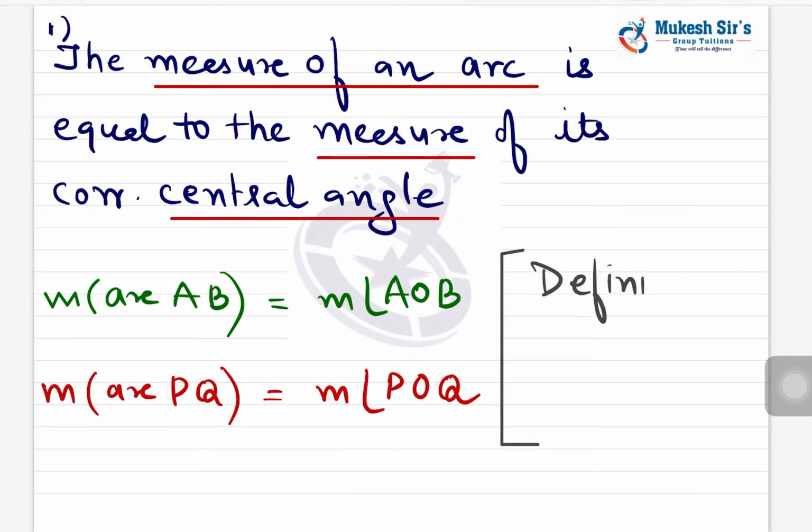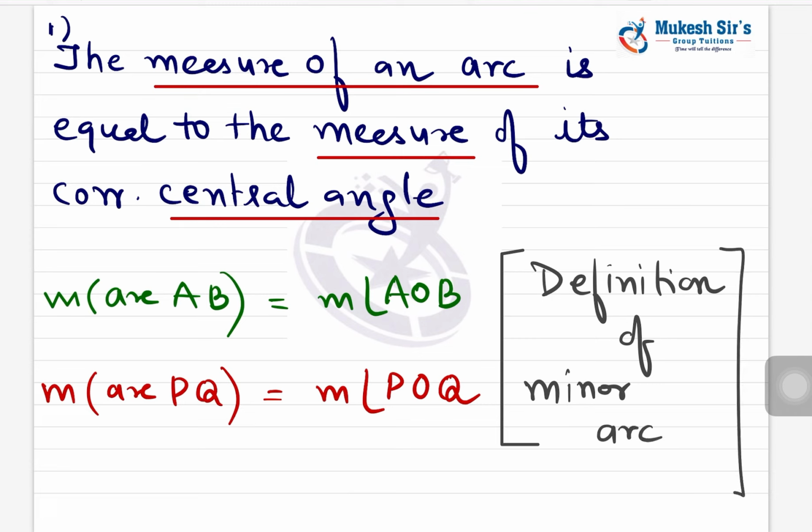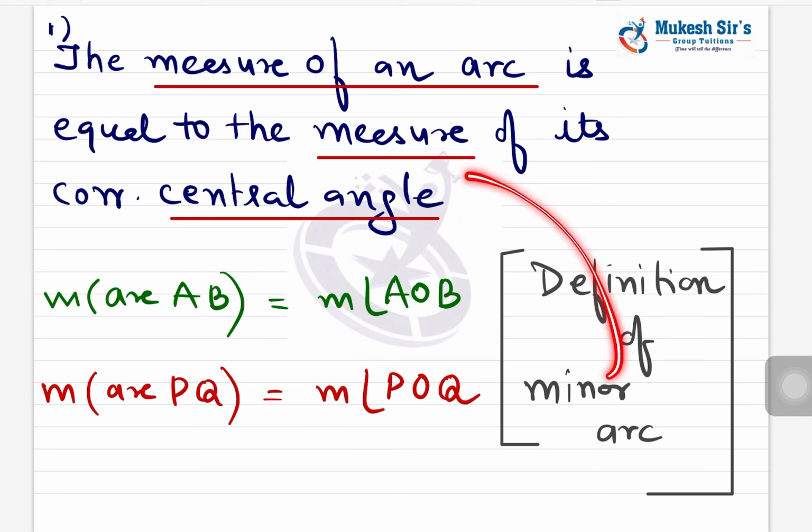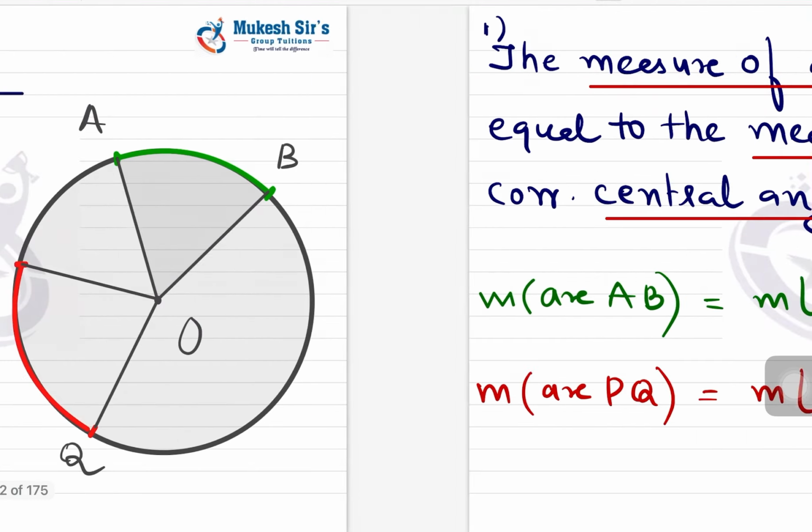It's the definition of minor arc. What is the definition? यही definition है. The measure of an arc is always equal to the measure of its corresponding central angle. So अच्छे से याद रखो, the definition of arc. The measure of an arc is equal to the measure of its corresponding central angle.